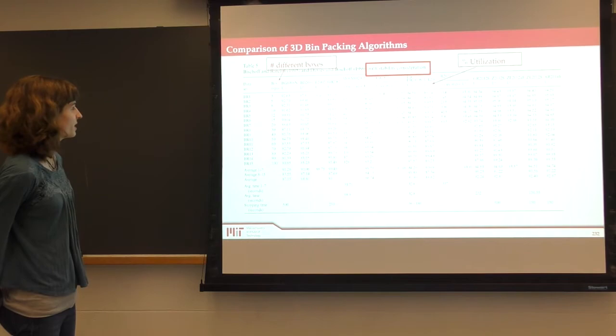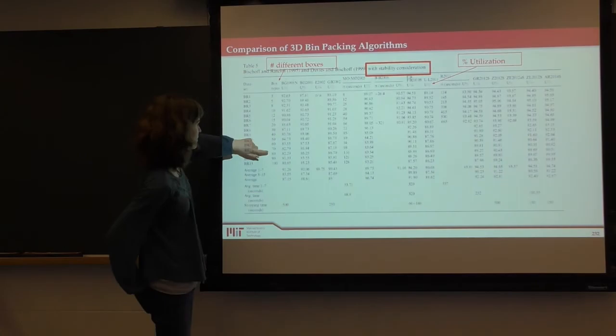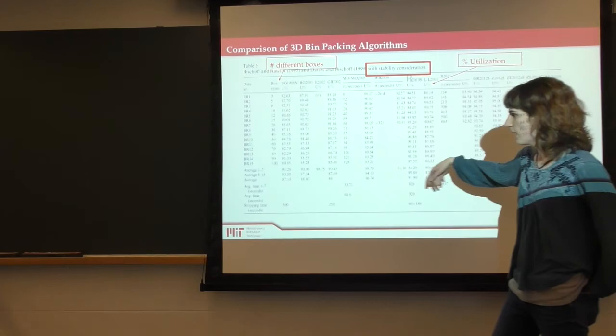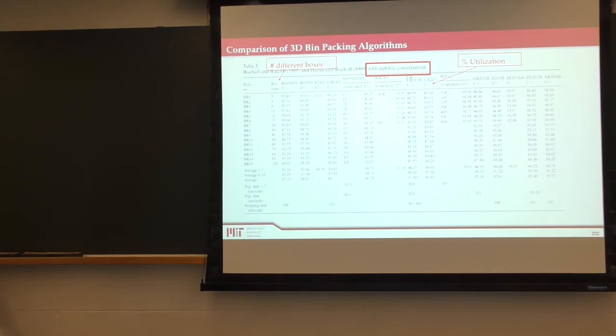You can see here the number of different box types. So there are different boxes. This does include stability considerations, which we haven't said. How much space was utilized. As you can see, these numbers are actually pretty high, like about 90%. And the box number is quite substantial, like up to 100. So the algorithms are capable of doing reasonably well.